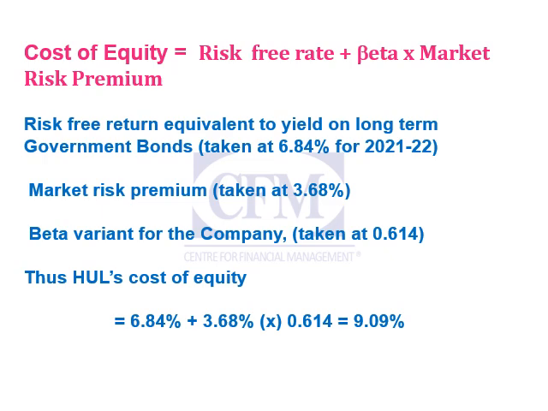Cost of equity is calculated using the capital asset pricing model, which is risk-free rate plus beta multiplied by market risk premium. Risk-free rate is equivalent to yield on long-term government bonds and is taken at 6.84% for 2021-22. Market risk premium is taken at 3.68%. Beta variant for the company is taken at 0.614. So HUL's cost of equity when calculated comes to 9.09%.